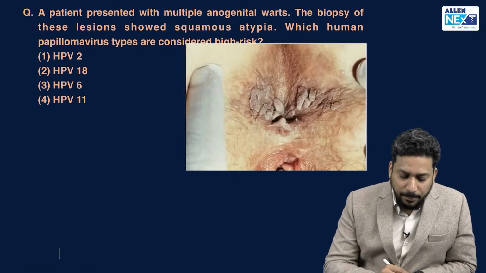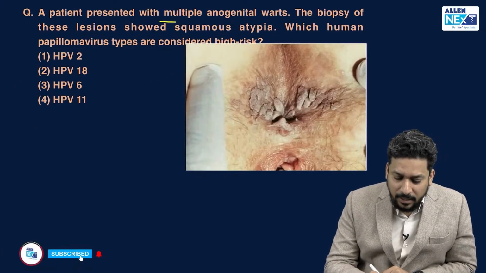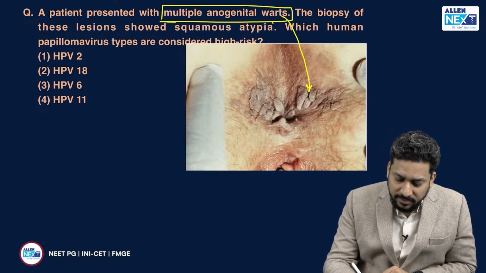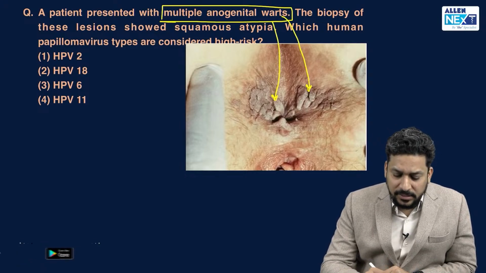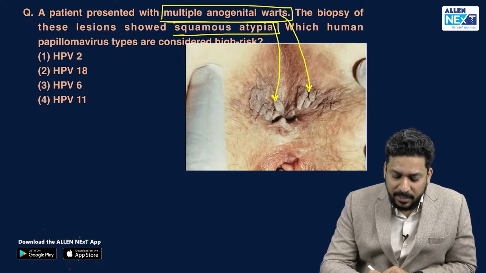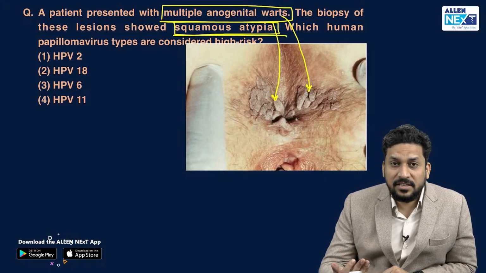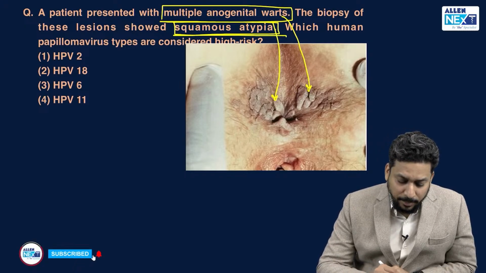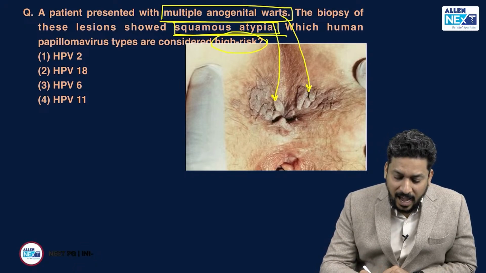A patient presented with multiple anogenital warts. So multiple anogenital warts are present, and they have given you the diagnosis. The biopsy of these lesions shows squamous atypia, which is a suggestive finding of malignancy. Which human papillomavirus type is considered as the high risk?